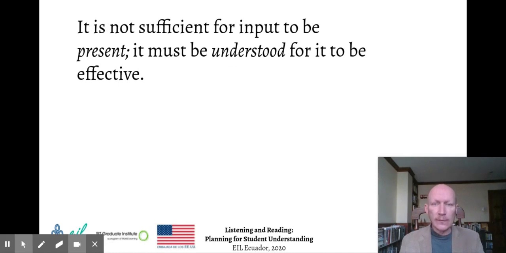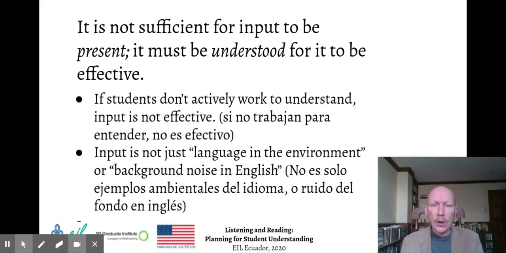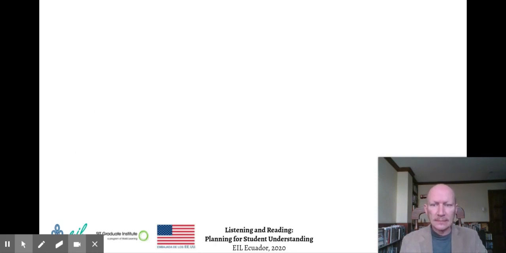It is not sufficient for input to be present. It has to be understood for it to be effective or useful. If students aren't actively working to understand, then input isn't effective. And one idea I think we need to be clear on is that input is not just language in the environment or background noise in English. It's not enough that there's English there. They have to be listening to it and comprehending, or working to comprehend.